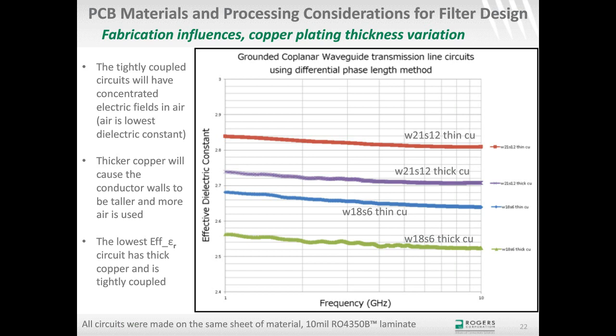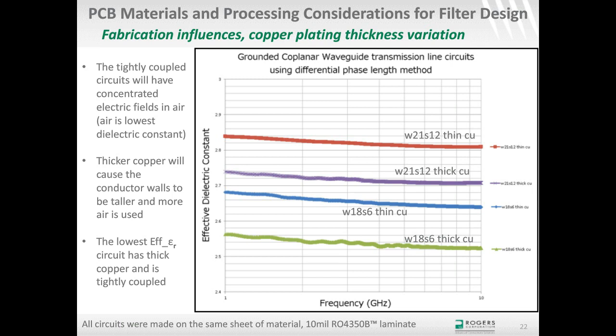So thinking this through, the way I was thinking about this intuitively is the green curve is W18S6, so that is the circuits with the tightest coupling, and it also has the thickest copper. So now you have electric fields that are in the coupled areas that are using copper that's thick, so that means the sidewalls of the conductors are very tall, and also they're close together. So you're using the air more effectively, and air is the lowest dielectric constant material, so you're going to have the lowest effective dielectric constant.